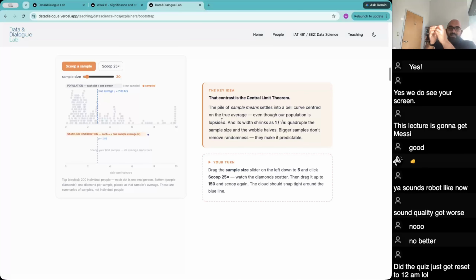If you take the averages from a sample a bunch of times, the means will form a bell curve around the mean of the true population. This is just always true. The spread of it, we know what the spread is, depends on the size of the sample. Quadruple the sample size and the wobble halves. So this is the idea.